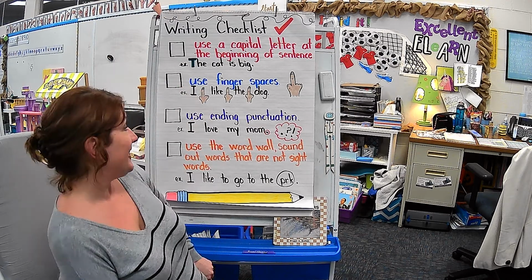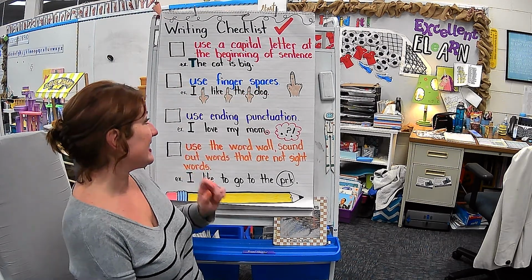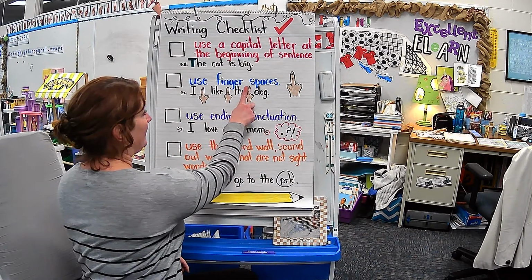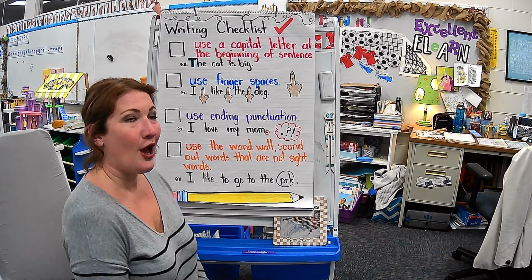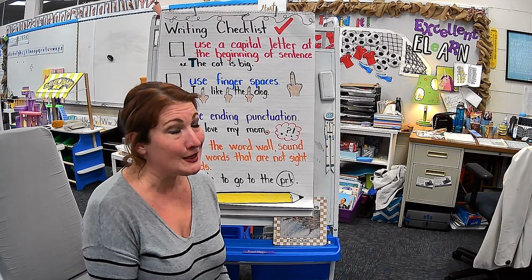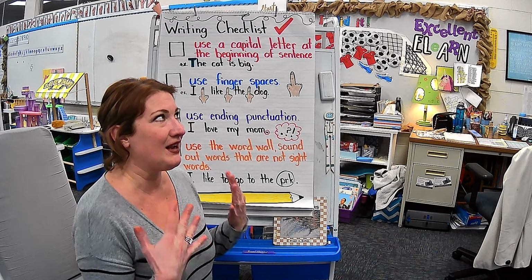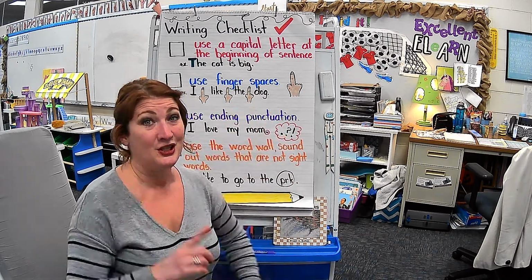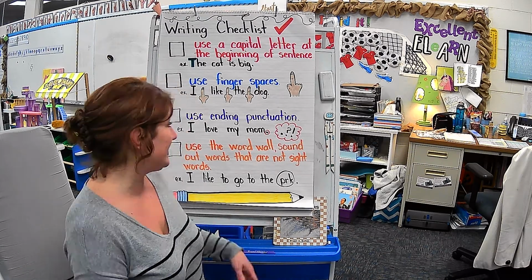All right. Next, use finger spaces. So let's look at my example. I like the dog. There's a space between every word. This one is a little bit tricky because sometimes I forget to use my finger and my words get all bunched together. So make sure that you have finger spaces.